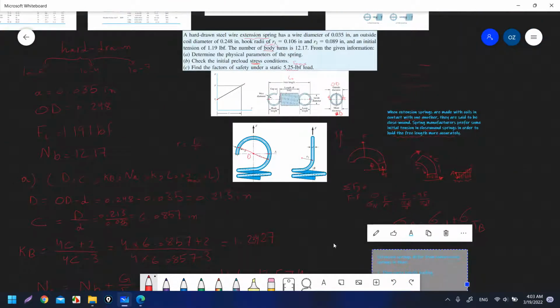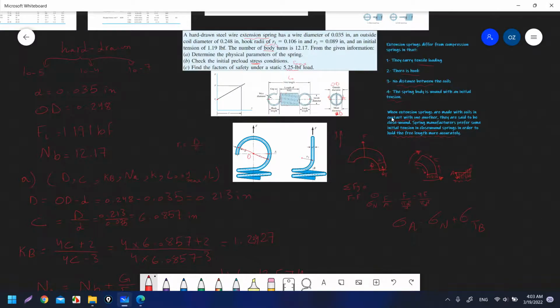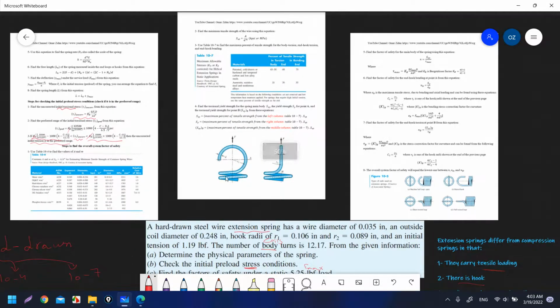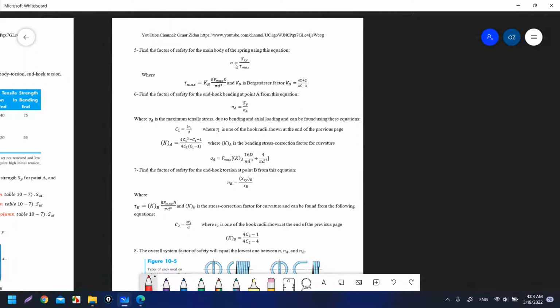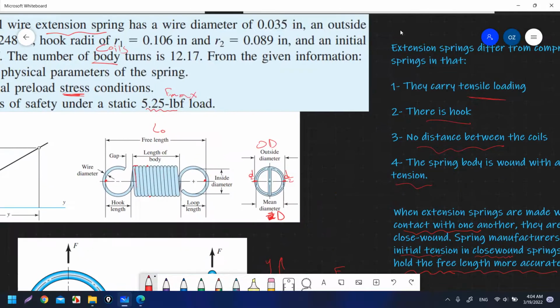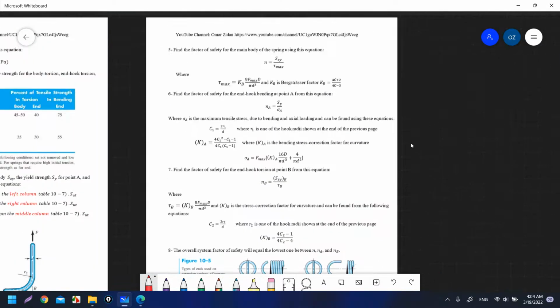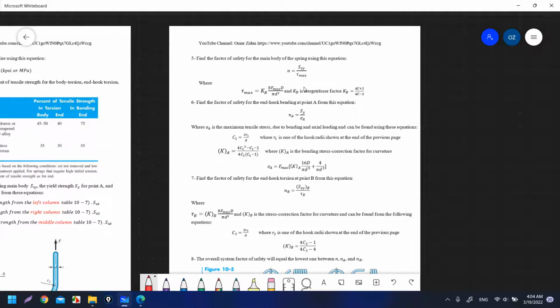Okay, so if you see the equation sheet, you will have a factor of safety for the main body, for the coil. We will call it N, only N, and it's equal to SSY over tau max. SSY is the torsional yield strength. Okay, and strength is a property of the material. We compare our stress that we apply on the coil, in the spring, to the strength or the property of the material. Depending on the tables, we'll see how we get SSY and SY and the strength of the material.